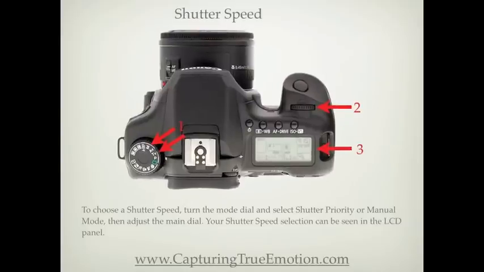To choose a shutter speed, turn the mode dial and select shutter priority or manual mode. Then adjust the main dial. Your shutter speed selection can be seen in the LCD panel.